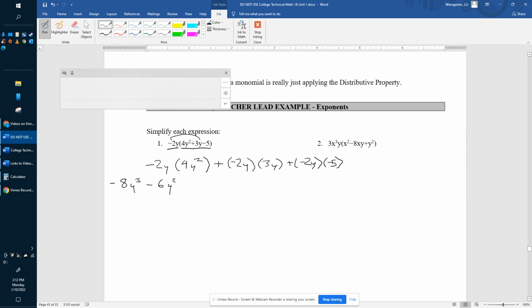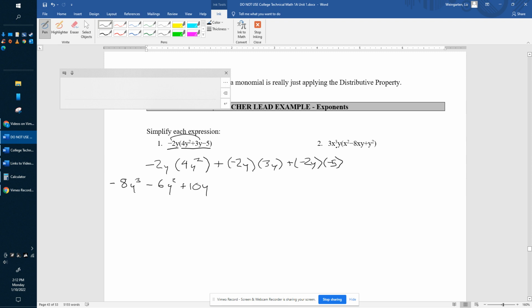Then our final one, we have negative 2 times negative 5. Negative times negative is positive, so that's going to be a positive 10. We only have one y. So that's as simplified as it gets, as long as my y doesn't disappear. So that's our final answer. Let's look at this next one.